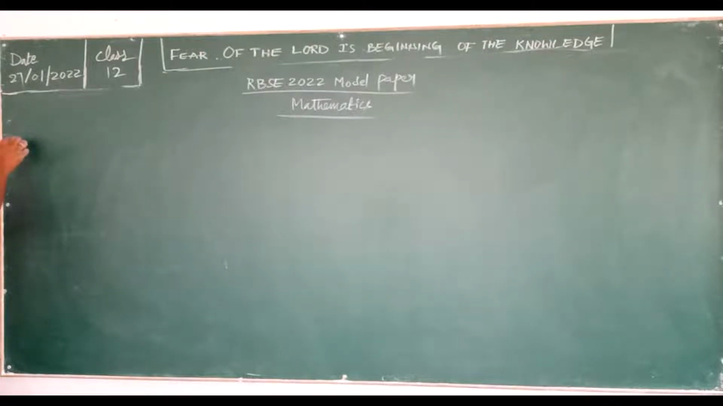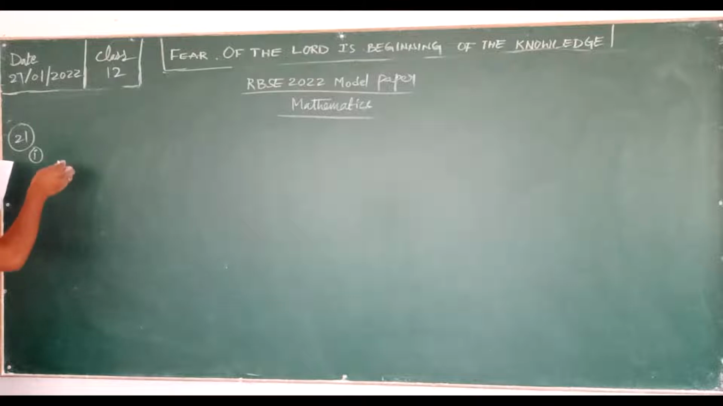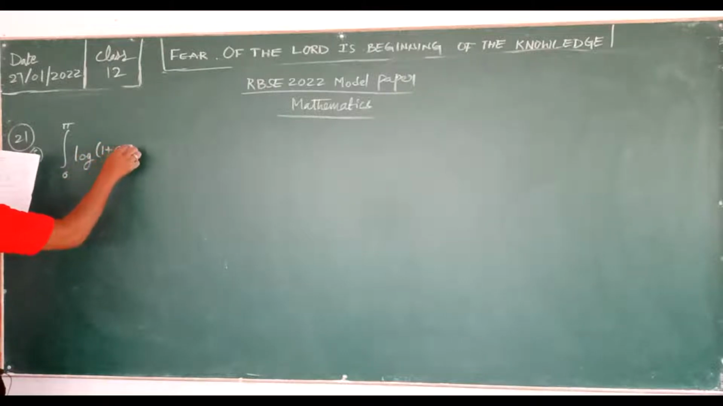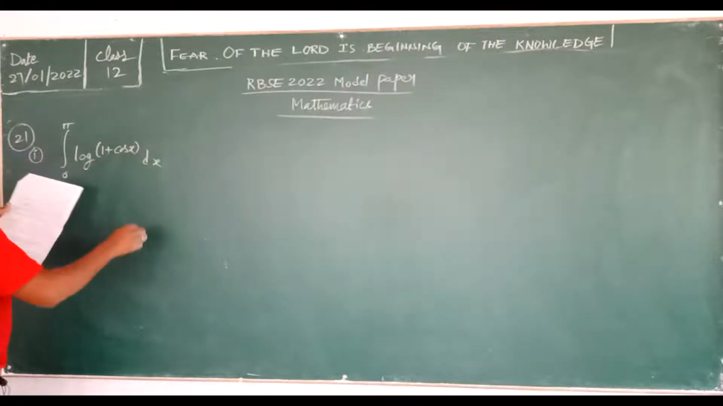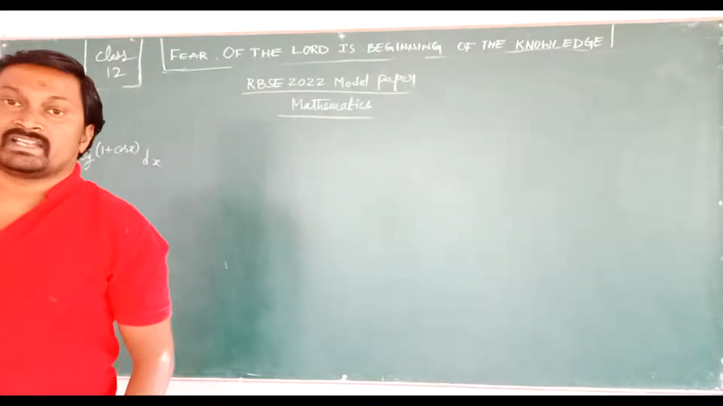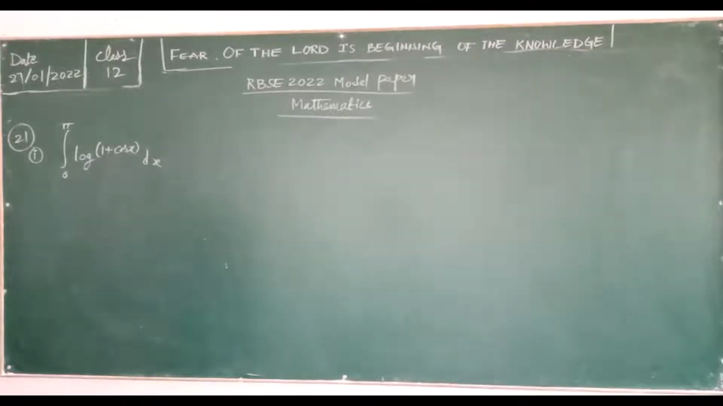Let's go for Part D, question 21, the first question. Every question has an internal choice. Now the first question I'm solving is the integral from 0 to pi of log of 1 plus cos x dx. When I was explaining all these problems, I said this is an important question. Listen clearly so that you can understand; otherwise it's not possible to understand.